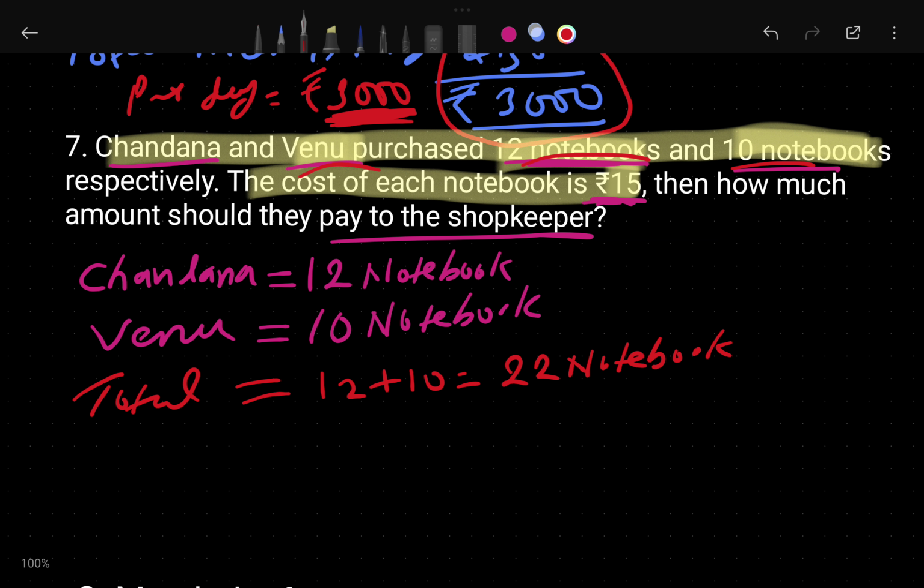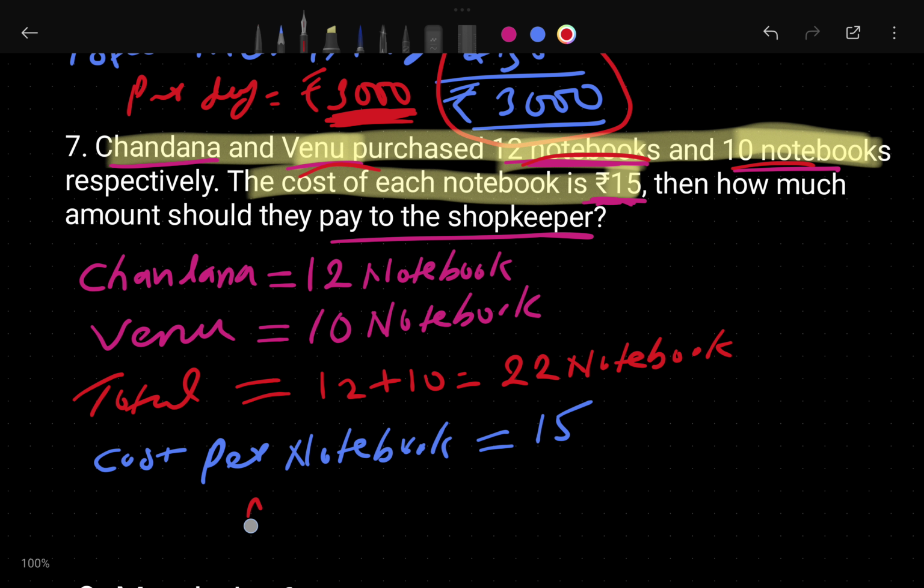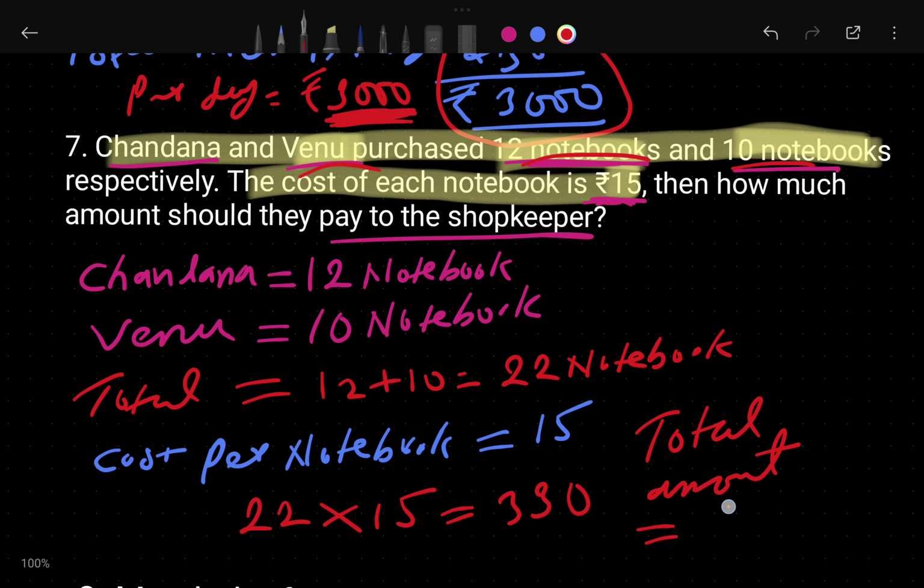Now the price of one notebook. Okay, now I am writing here, cost per book, per notebook. The cost of one notebook is 15 rupees. Then you both bought 22 notebooks. 22 into 15, you know what the total amount will be? The total amount will be 330. So the total amount you have to pay is 330 rupees.